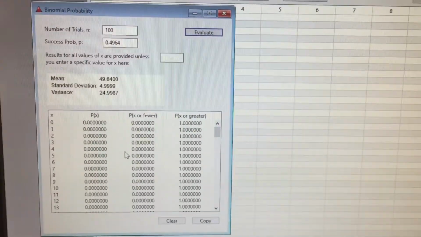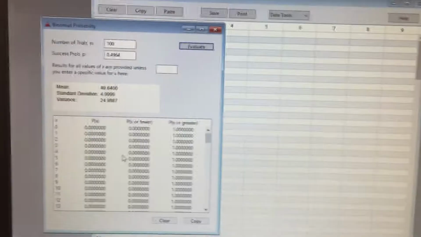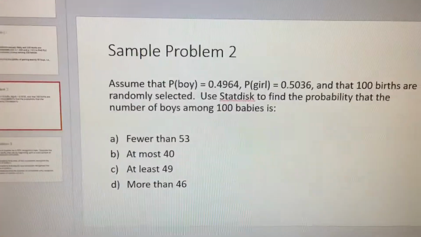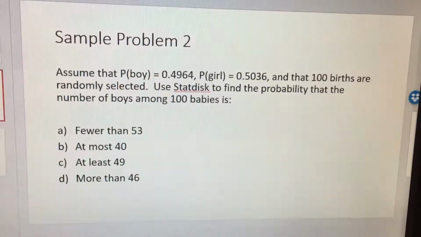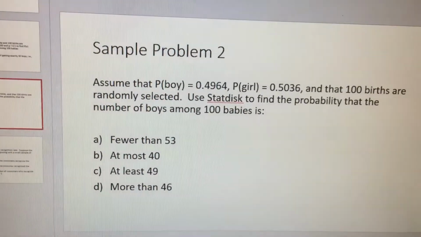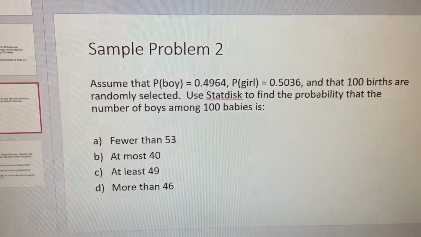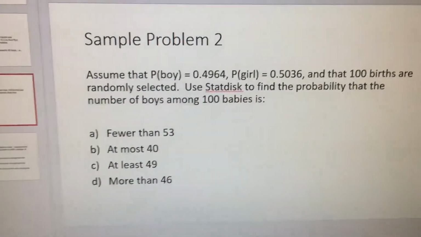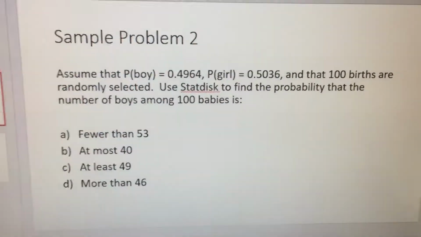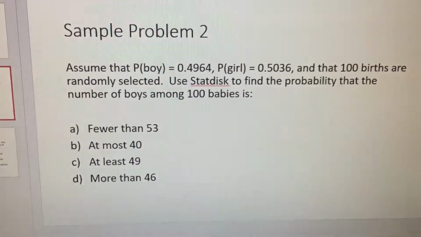Okay? Because we're dealing with 100 births in this case. All right, so to answer part A, I'm going to go back to the PowerPoint slide. We want the probability of getting fewer than 53 boys. Now, fewer than 53 means that the number 53 is not included. Keep that in mind. Fewer than 53, we do not include that number. So it's going to be strictly less than 53.